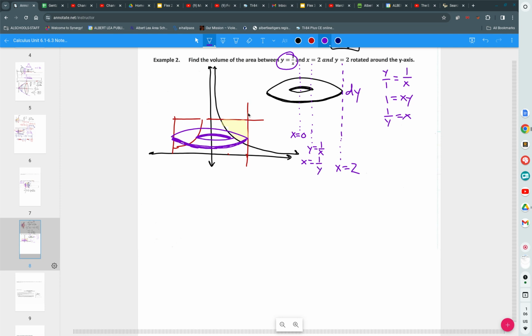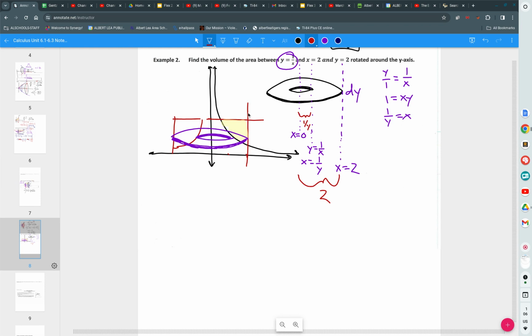Everybody see that? So the large radius is the distance from here to here. What's the distance between those two? 2. And then the small radius is the distance from here to here, and that distance is just 1 over y. Everybody okay with how I came up with those boundaries?